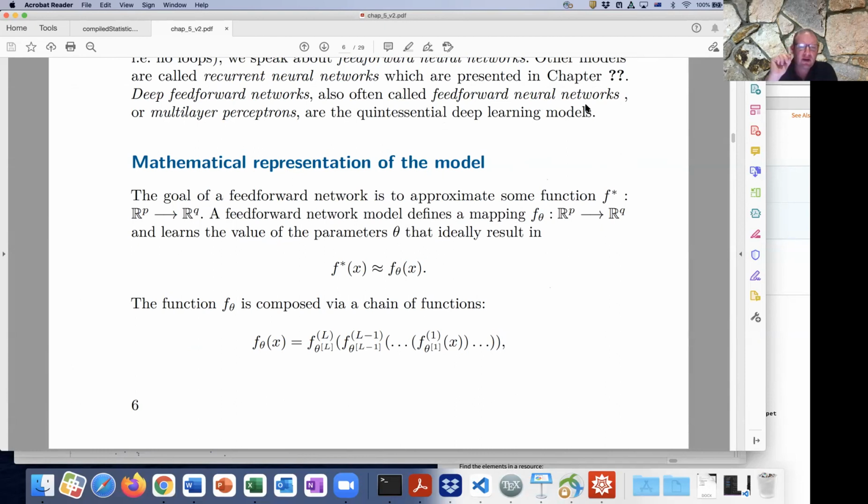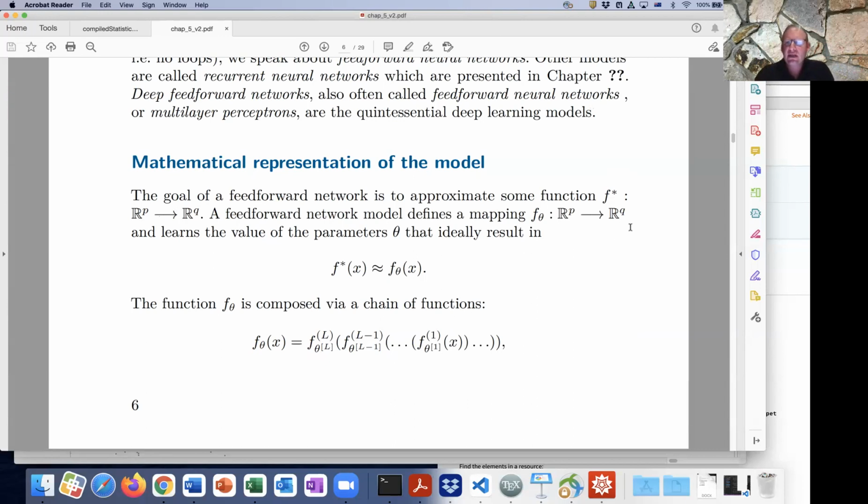We take in an image, and P is 28 by 28, which is 784. Q, the output of the network, gives us 10 probabilities, and then the way the classifier works is it chooses the maximal probability. So in our case, P is 784 and Q is 10.